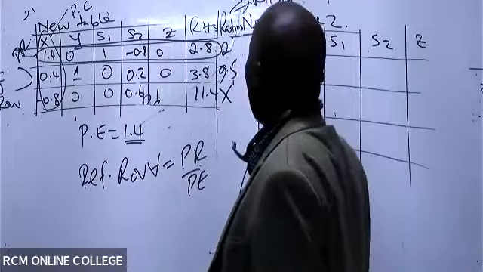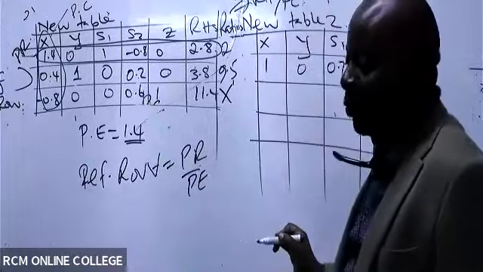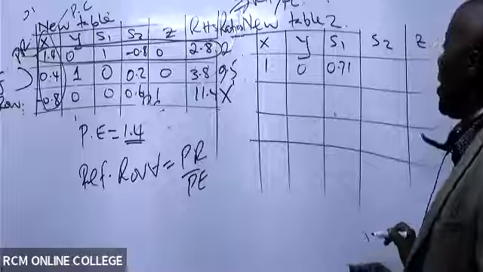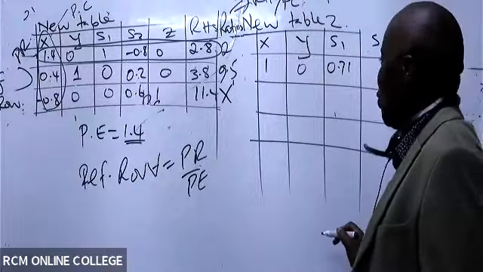Please, for the sake of simplicity, let me round off to 2 decimal places. For the sake of simplicity, not accuracy. For accuracy I should do 3. For simplicity, let me just put this in 2 decimal places.